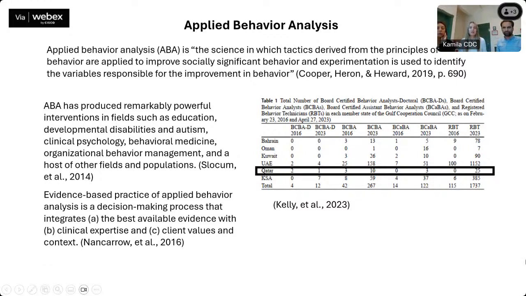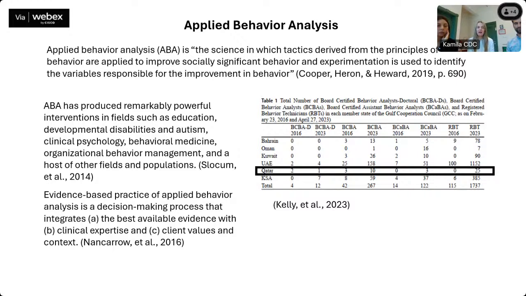Good afternoon, everyone. So applied behavior analysis is a science that aims to improve socially significant behaviors in children with autism, and we do it by using experimentation to find out the variables that are responsible for that improvement in behavior.